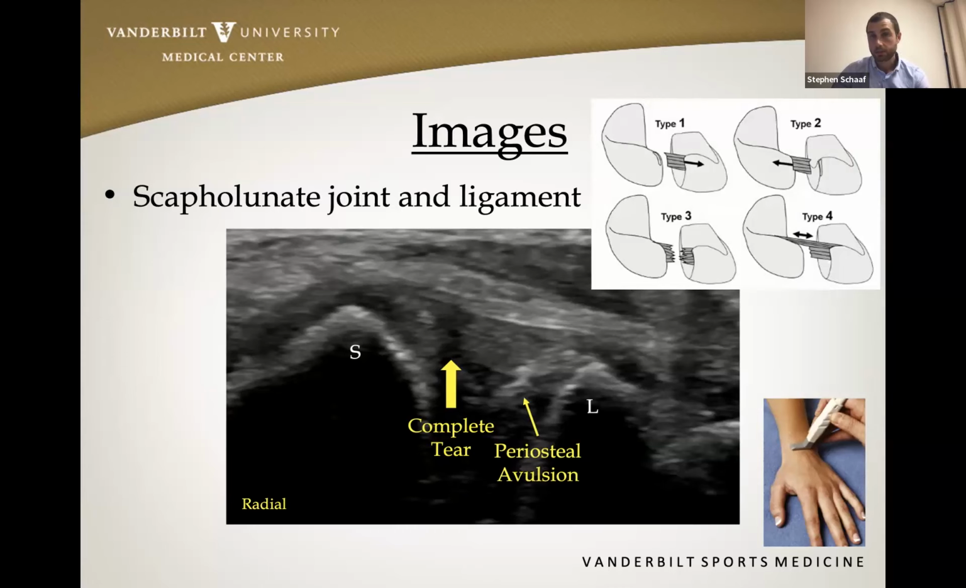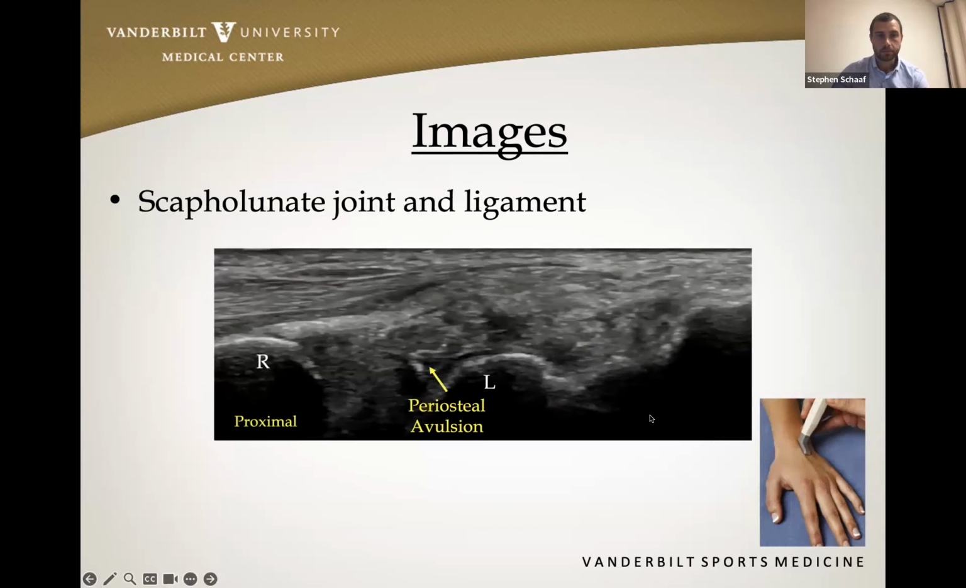So type 1 is going to be a complete tear that's going to be more at the location of the scaphoid. Type 2 is going to be a complete tear where it's occurring more towards the lunate. A type 3 tear is a mid-substance tear, and then a type 4 is just going to be a partial tear within that ligament. And so for this case, it appears that for sure it's going to be a complete tear, and this is then going to be primarily within the mid-substance for this patient.